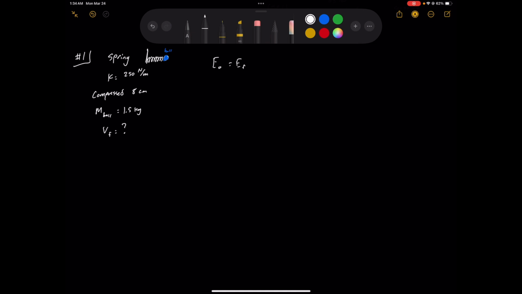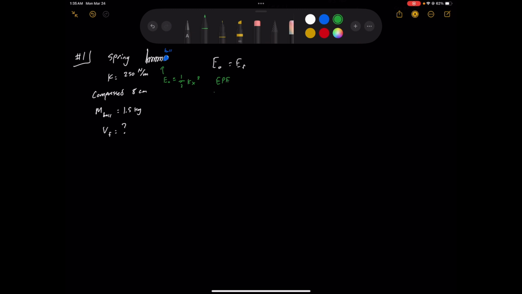So this is the initial energy. I'm going to make this in green, right? So this is the initial energy of the system. And all I have is actually the energy inside of the spring. So 1/2 kx squared, right? So that's the only energy I'm dealing with, elastic potential energy. So I have the elastic potential energy of the spring.